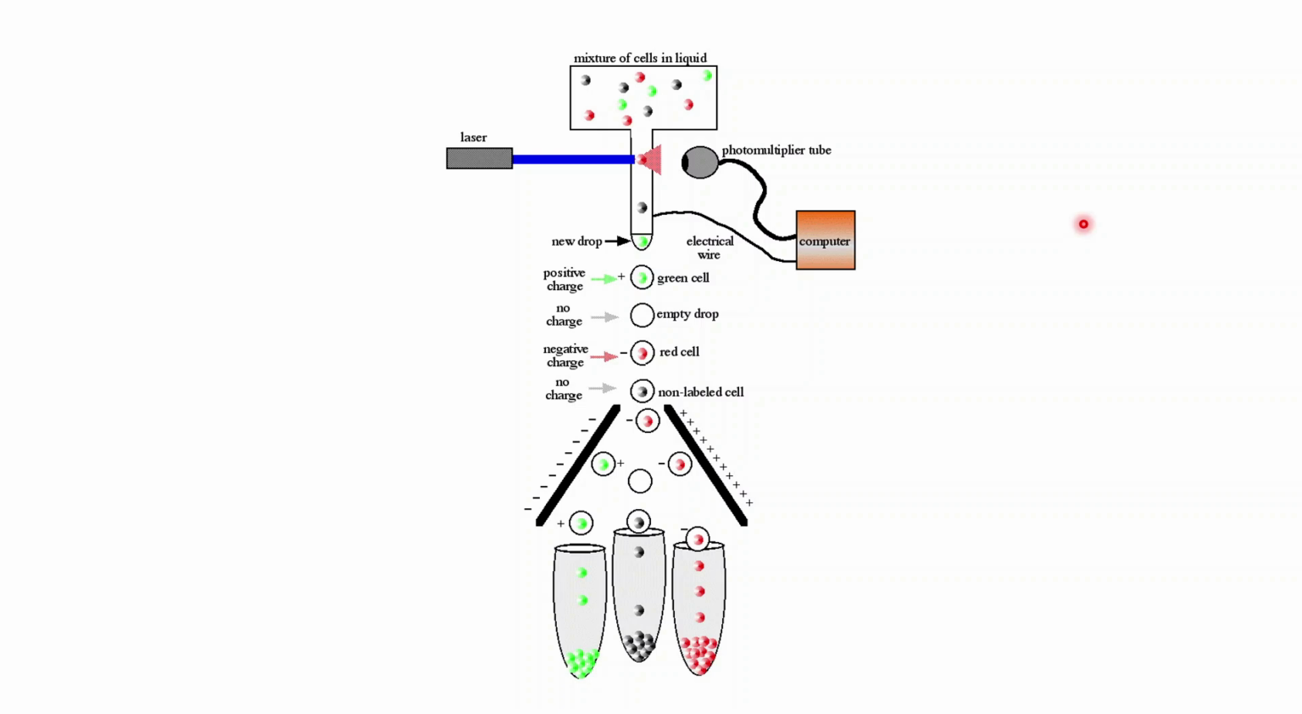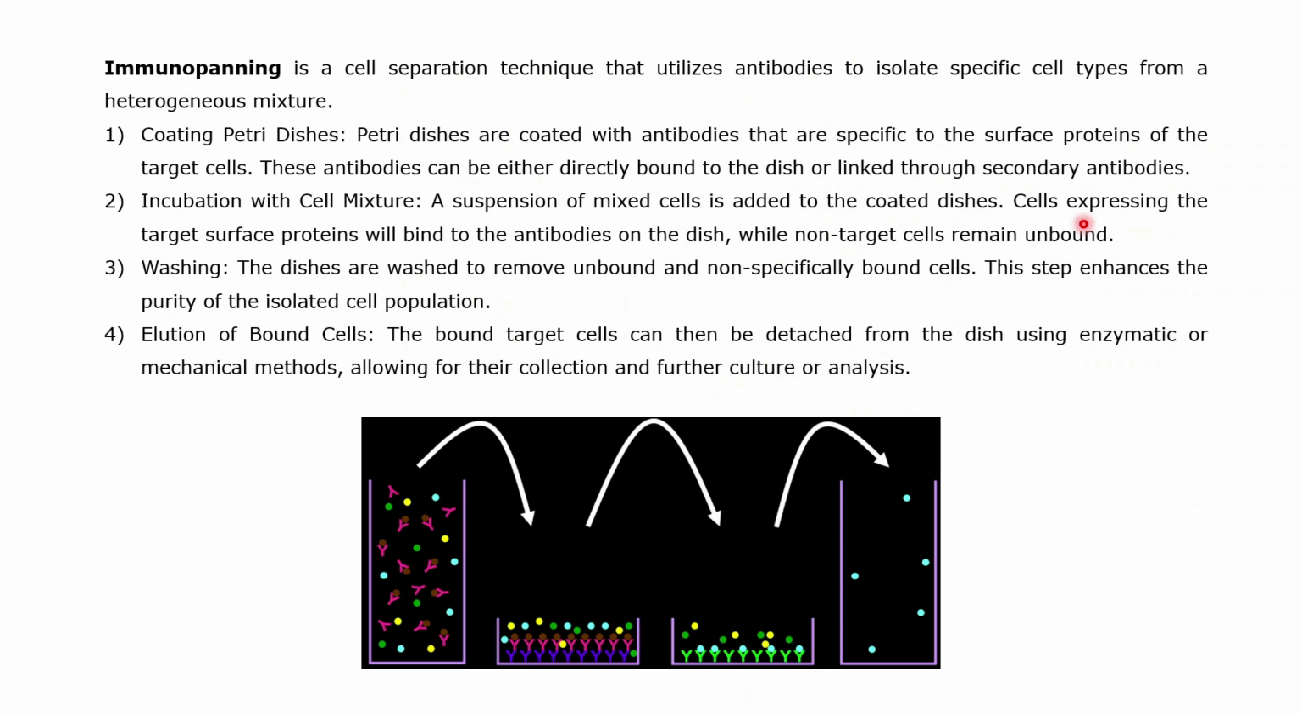Okay, I will just repeat now. So this is the immunopanning. Actually, there is some mistake here. The brown particle should be present here, and I haven't observed that. So yeah, this is the immunopanning.